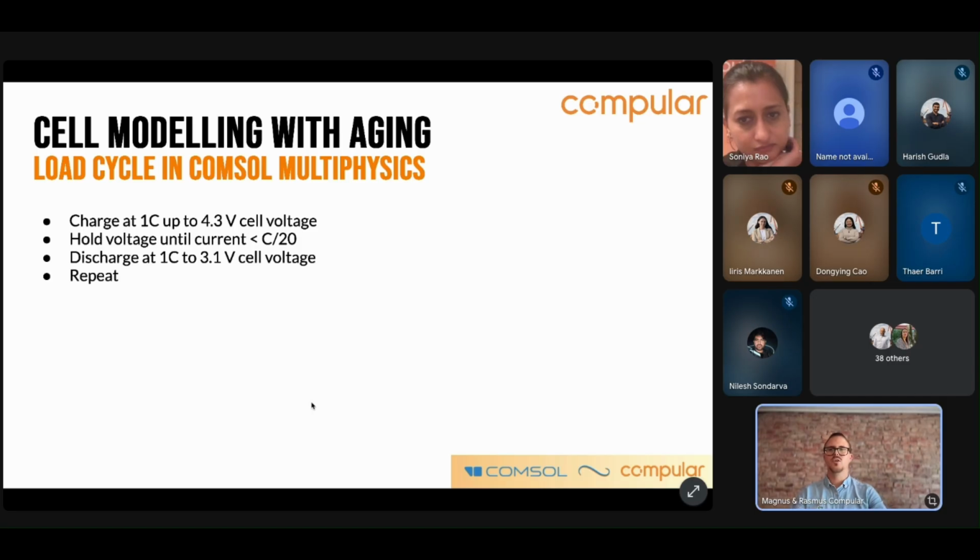So then we move on to the cycling program that we used here. We charge at 1C up to 4.3 volts cell voltage. This is for an NMC cell. Then we hold there until the current is lower than the equivalent of C over 20. Then we discharge once again at 1C down to 3.1 volt cell voltage. And then we repeat this until we reach 90% state of health.